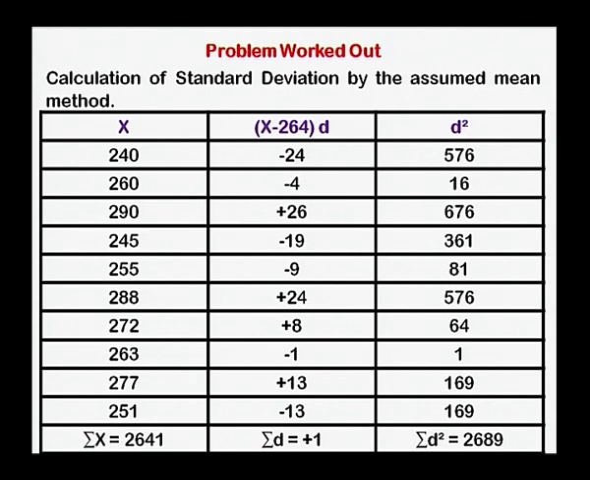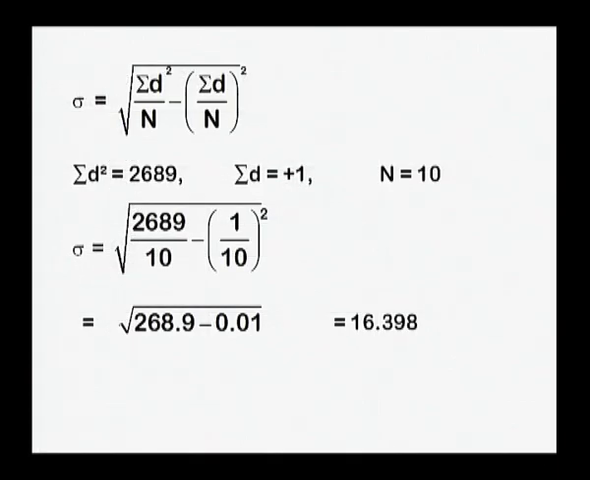After that, we square the deviations. So, 24 is squared, we get 576, then 4 is squared, we get 16. In this way, all deviations are squared. Then we have the total that comes to 2689. Now, we apply this formula.